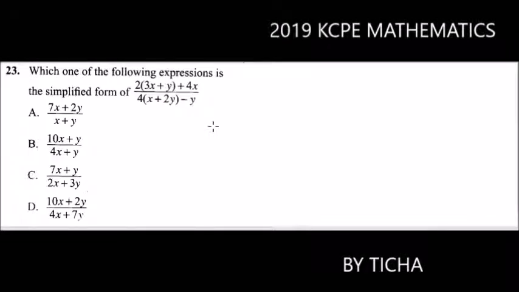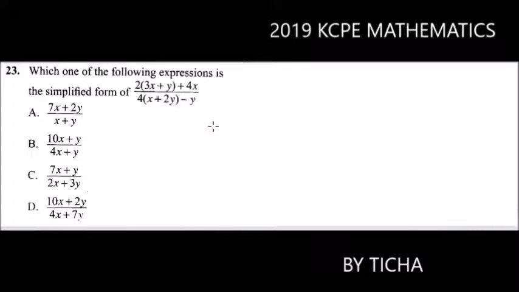Question number 23. One of the following expressions is the simplified form of 2 into bracket 3x plus y close the bracket, plus 4x, all over 4 into bracket x plus 2y, minus y. So you can simplify this.